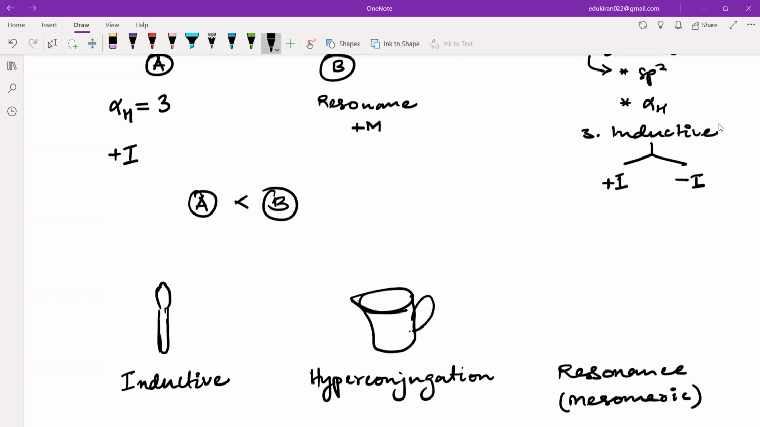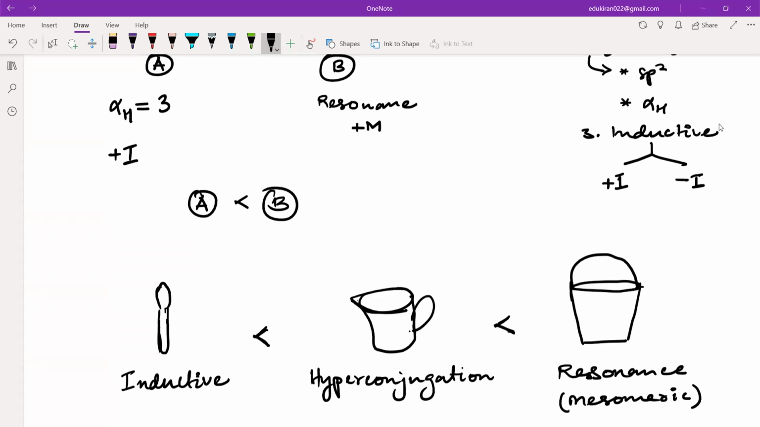And resonance is going to give you electrons from a small bucket. Not a very large bucket, but a small bucket. So the order of the electron-donating effects of the inductive effect, hyperconjugation and resonance is that the inductive effect is the least effective, followed by hyperconjugation, and the most effective is resonance.